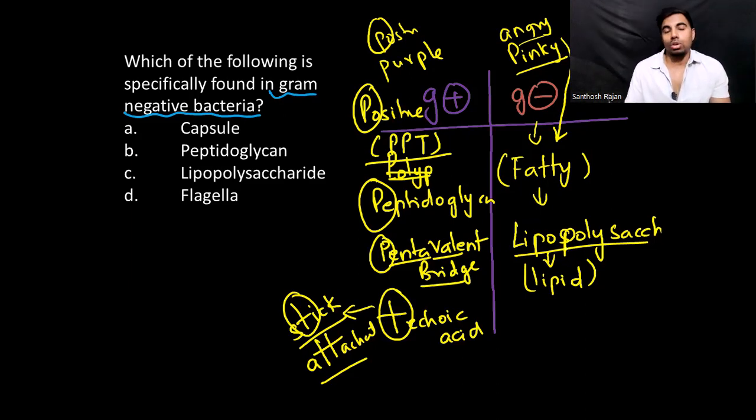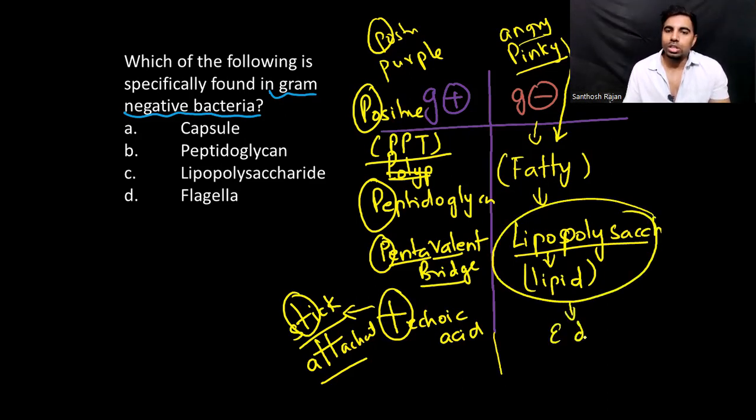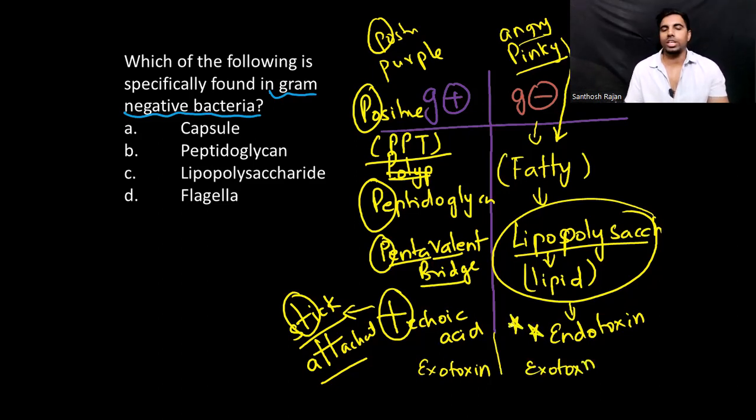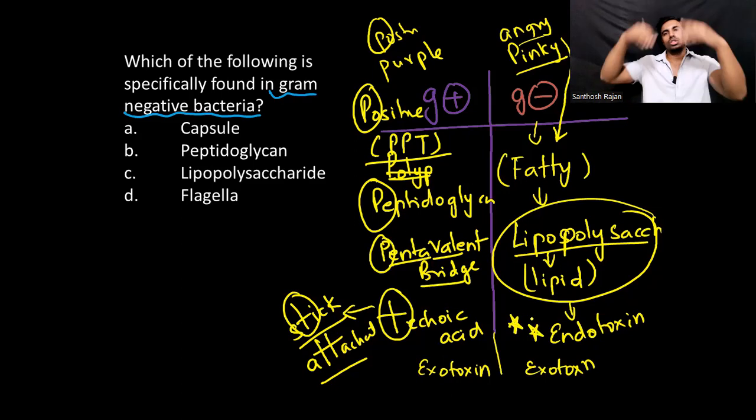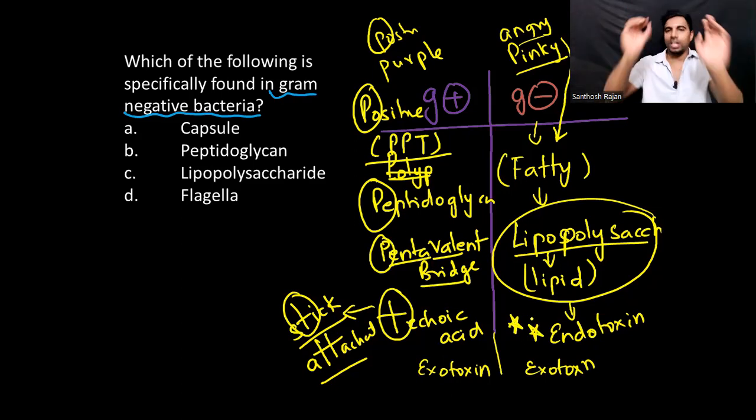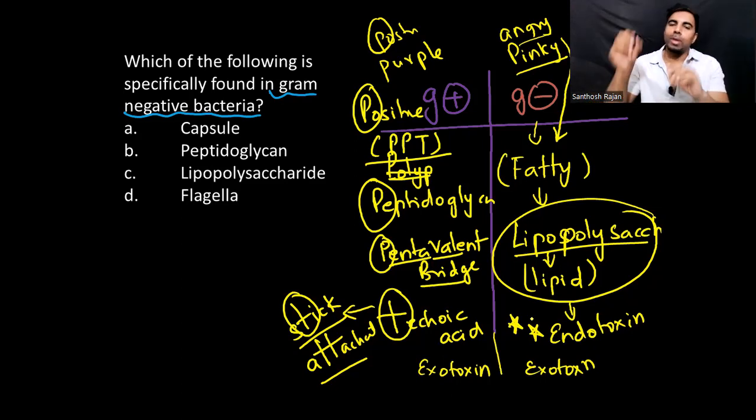And if you remember toxins, in gram negative, because of this lipopolysaccharide layer only, which toxin do we have here? Endotoxin. Endotoxin is specific for gram negative, but exotoxin is for both. Exotoxin comes in both. But endotoxin is specific only for gram negative. You can easily get a question. Endotoxin is secreted from the lipopolysaccharide. That lipopolysaccharide lipid is present only in the fatty people, negative people. Negative people are pink in color.